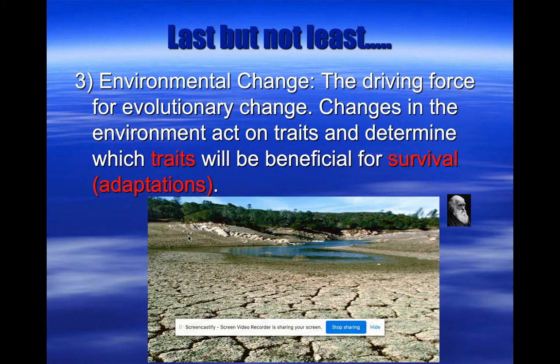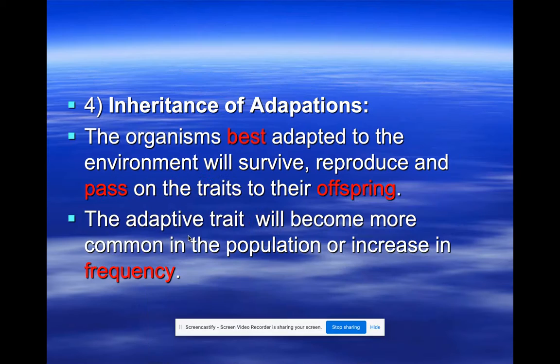Environmental change is the driving force of evolutionary change. If there's a change in the environment, there's going to be a change in the species. All right. Inheritance of adaptations. The organisms best adapted to the environment will survive, reproduce, and pass on the traits to the offspring. If you survive, you reproduce. If you reproduce, you pass your traits. The adaptive trait will become more and more common in a population, or increase in frequency. For instance, the frequency, or how frequent the trait is.